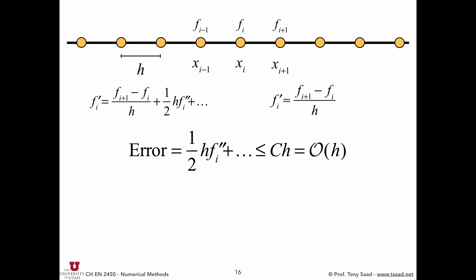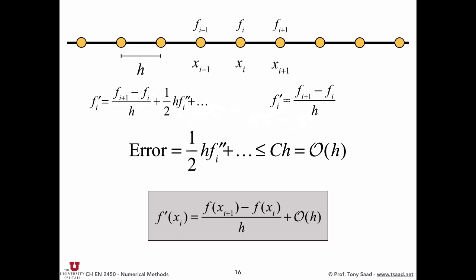And if all the derivatives are well-behaved and bounded, which is the case for the vast majority of cases, then we can show that the entire error is less than or equal to a constant times h. And we call that entire error order h. We'll define that in a second, okay? But then that gives us the exact.